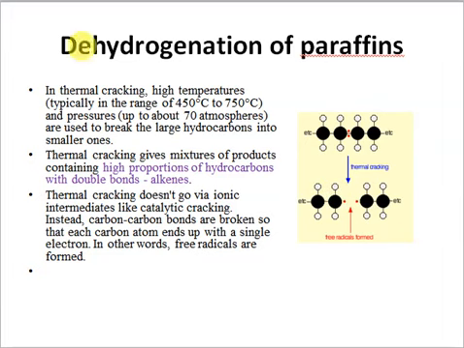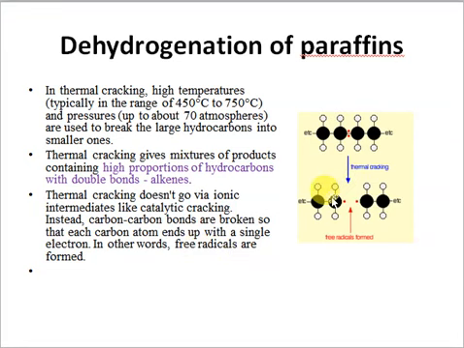Since free radicals react very rapidly, the rate of formation of thermally cracked product is very high. In case of catalytic cracking, the result is the formation of cations and anions. So catalytic cracking involves the formation of charged intermediates, whereas thermal cracking involves the formation of free radicals. Carbon-carbon bonds are broken, and each carbon ends up with one electron, so free radicals are formed.